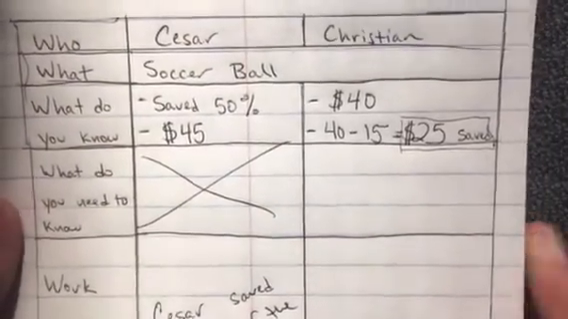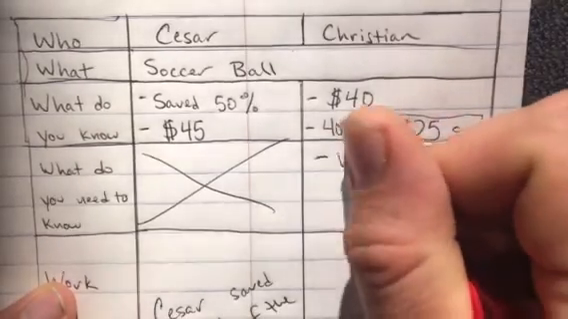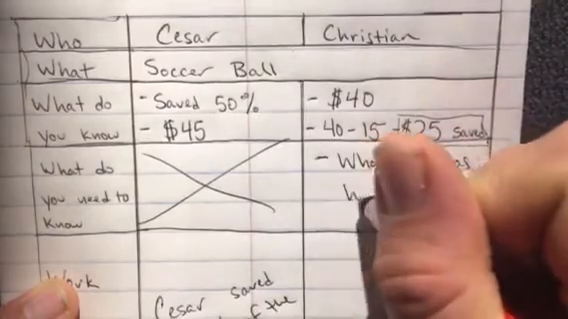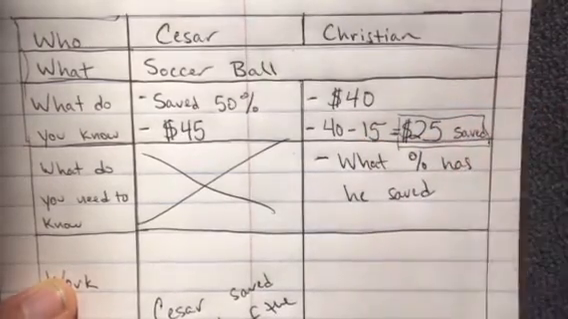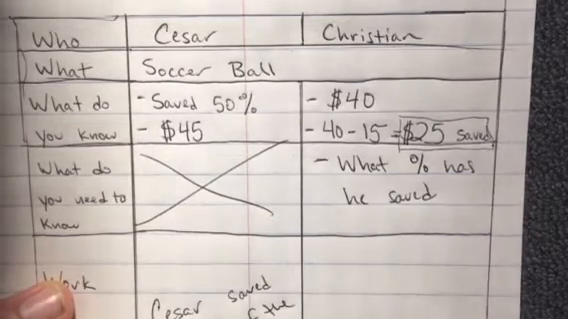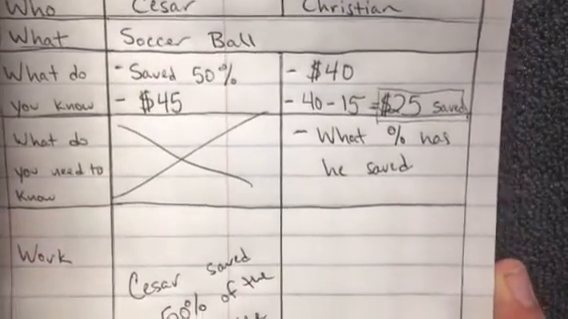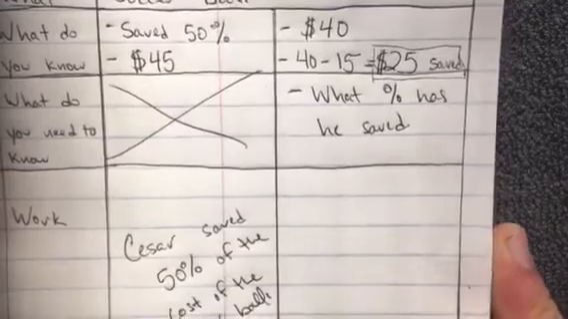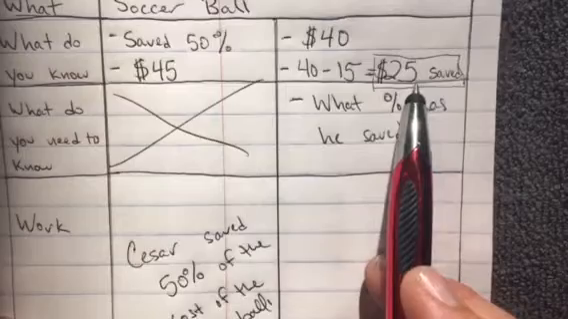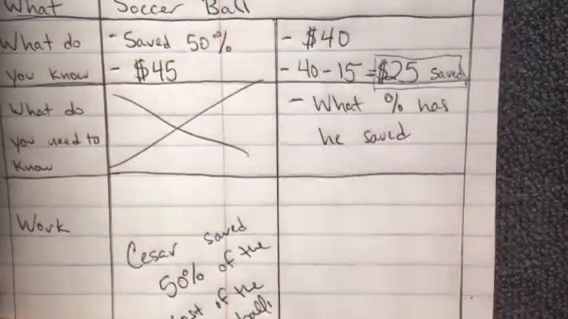So with Christian, what do we need to know? I'm going to say, what percent has he saved? I need to figure out what percent he has saved. And guys, feel free to pause this video at any point just to catch up on notes. So I'm going to show my work below. I'm going to move this up a little bit. And I know with Christian, he has saved $25 and the original amount cost $40. So he has 25 of the total $40.